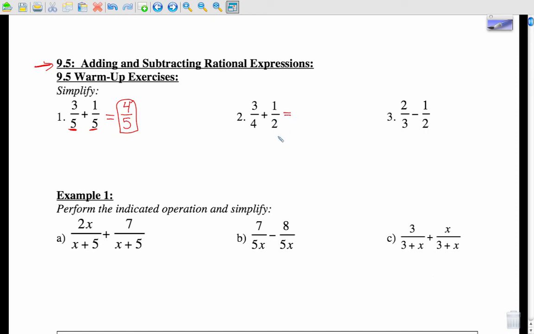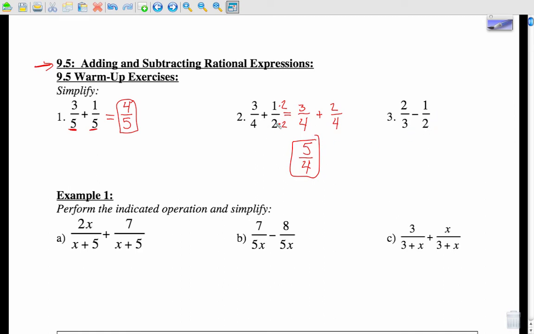Over here, you have to get them to be the same. So this 2 I can make into 4 by simply taking it times 2, so that's what I have to do up here. You go 3 times 2, so you're going to put 3 fourths plus 2 times 1, which is 2 fourths. You should get 5 fourths. I'm okay with you just leaving it just like that.